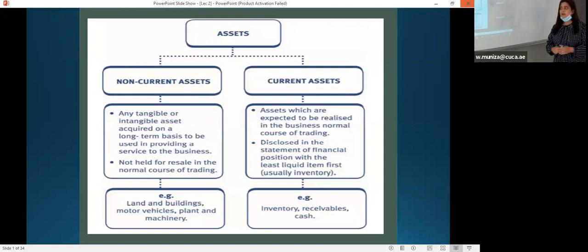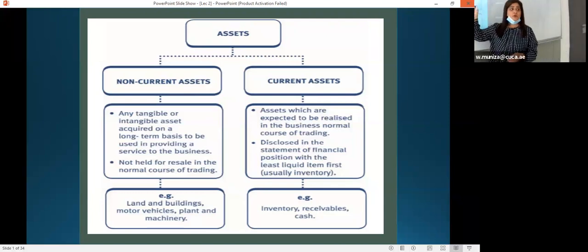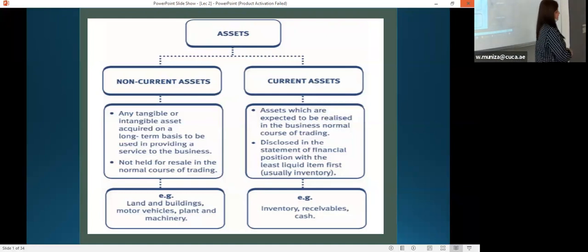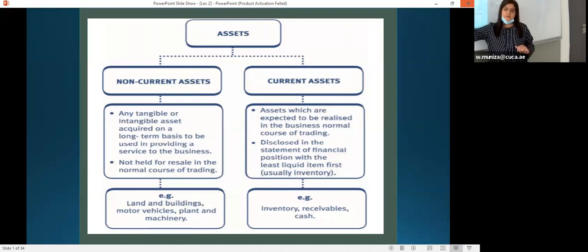So current assets are going to be expired within a period of 1 year, whereas non-current assets are not going to be expired within a year. The examples of non-current assets are land and buildings, motor vehicles, equipment, furniture and fixtures, whereas current assets can be cash, receivables, inventories, bills receivable, etc. So by definition, within 1 year, more than 1 year. If you can see the slide also, the same meaning is mentioned.